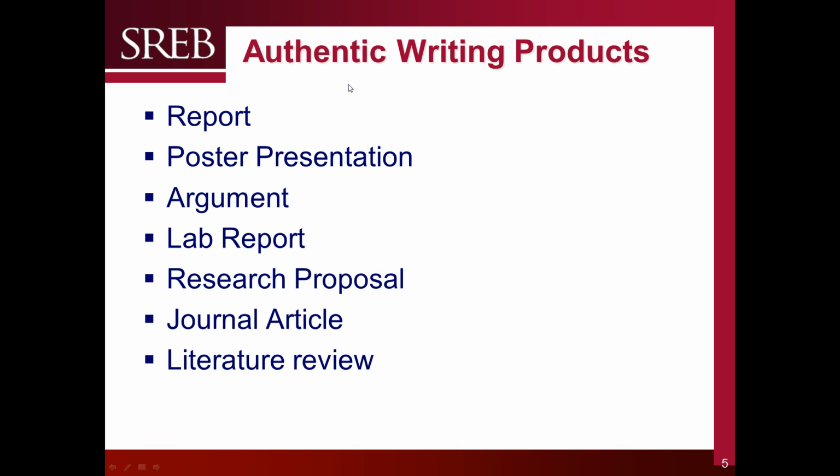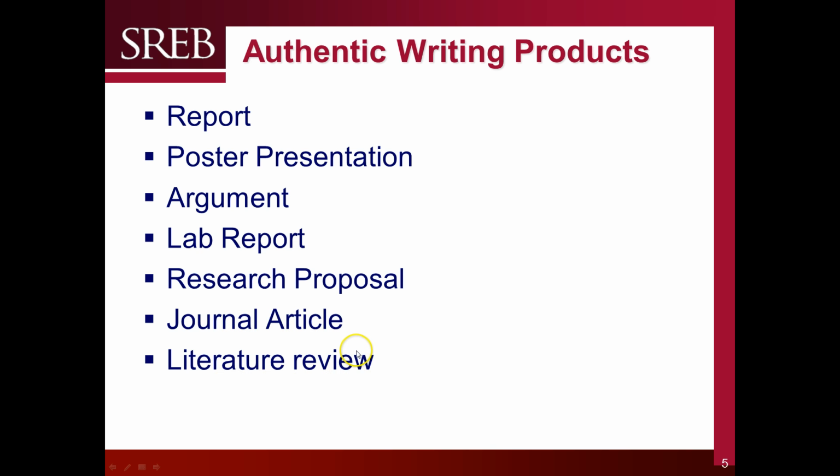Now, what are some types of authentic writing products? Well, according to the Olson article that you probably have already read, and if you look underneath science, I was able to see that the main presentations or those writing products are the report, a poster presentation, an argument, a lab report, research proposals, journal articles, and literature review.